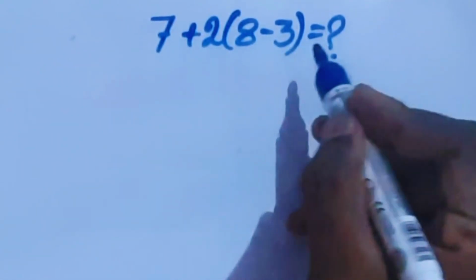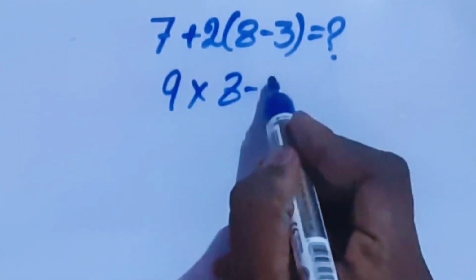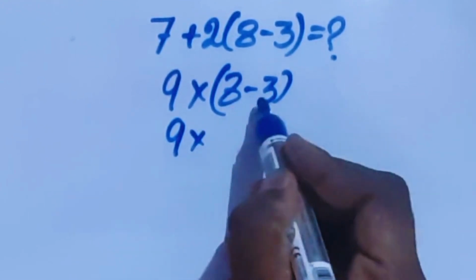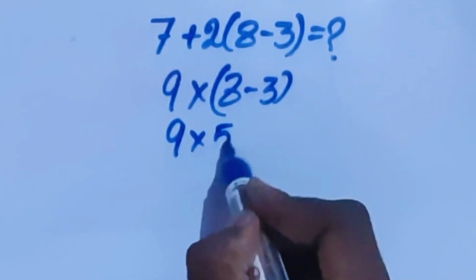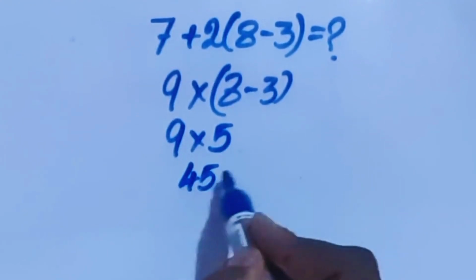I guess most of them get the answer 45 for this problem in the wrong order. Here 7 plus 2 is 9, times 8 minus 3 in the bracket. Here 9 times 8 minus 3 is 5. Here 9 times 5 is 45, which is the wrong answer.